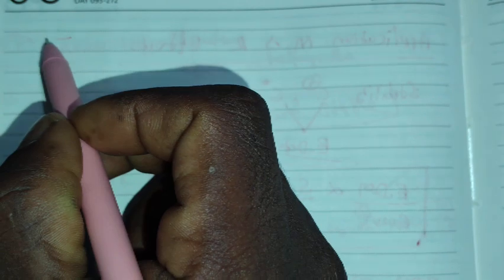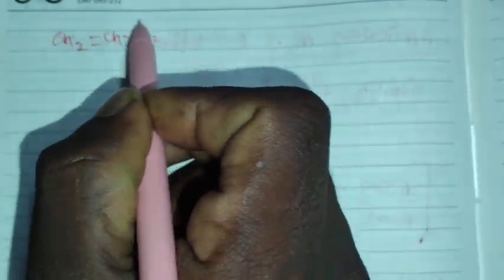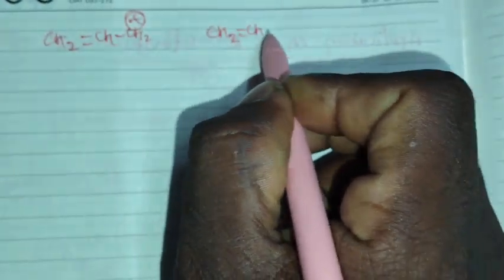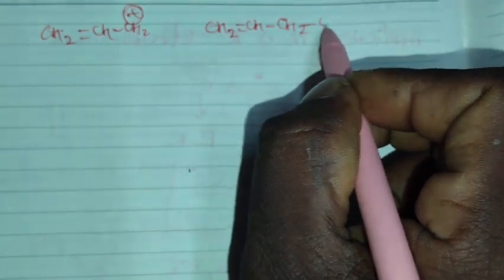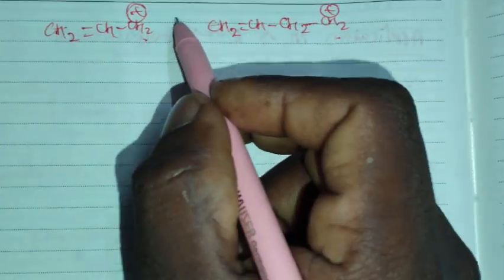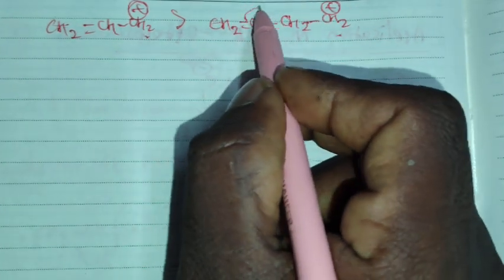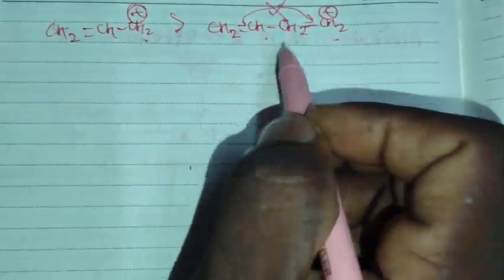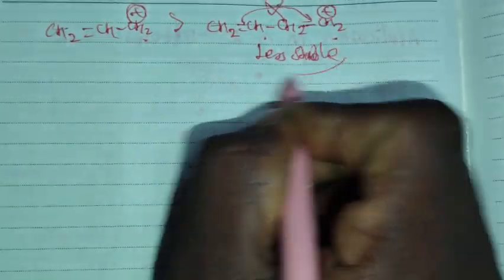Next, we see CH2=CH-CH2+ and CH2=CH+. This is also a primary carbocation and this is also a primary carbocation, but here this one is the most stable compared to this, because the pi bonded electron cannot be stabilized here. So this is not possible, so this is less stable compared to this.